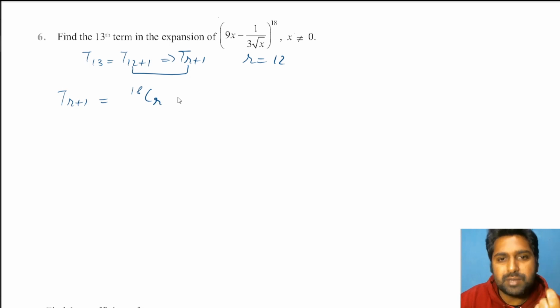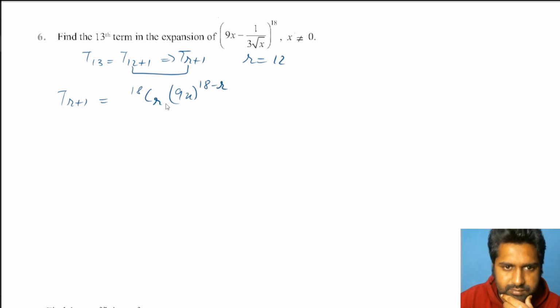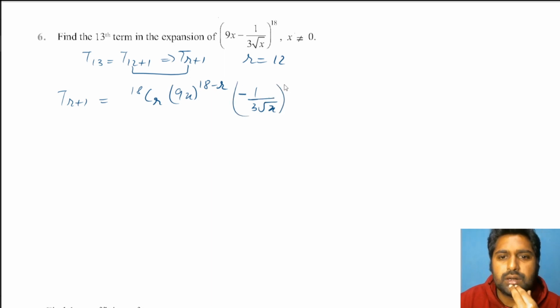Of course, from an MCQ point of view, you will not get these kinds of long questions, but from a subjective point of view, you will get. And that matters because in subjective you do have time. So 18Cr, the first term is (9x) complete raised to power 18 minus r, subtraction of this, and then the second term, (minus 1 by 3 root x). This one is slightly complicated. Complete raised to power r.